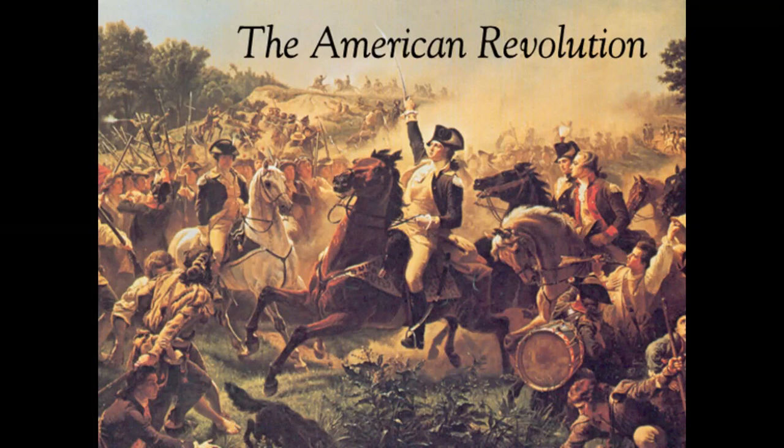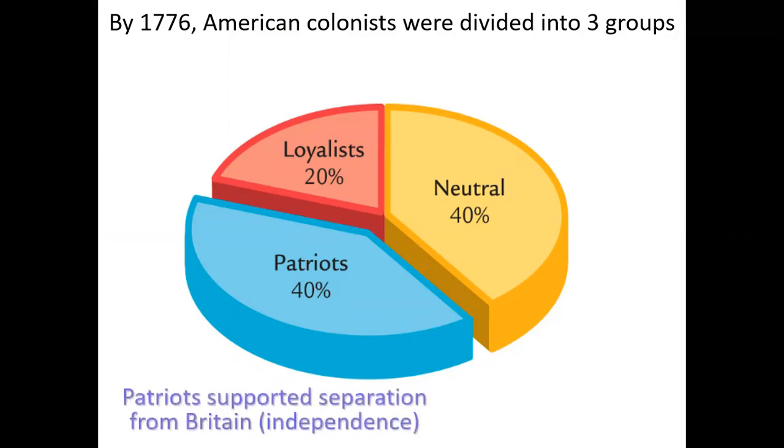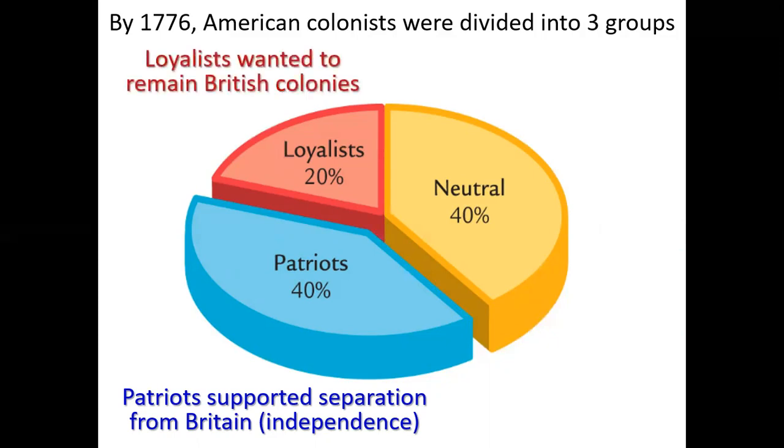Now, getting into the revolution, we see that the people in the colonies are divided into three categories. And this pie chart obviously is showing what that is. So first we have the patriots. These are the people who support separation from England. They want independence. They want us to be our own nation. The loyalists, obviously they're loyal to Great Britain. They want to stay British colonies.